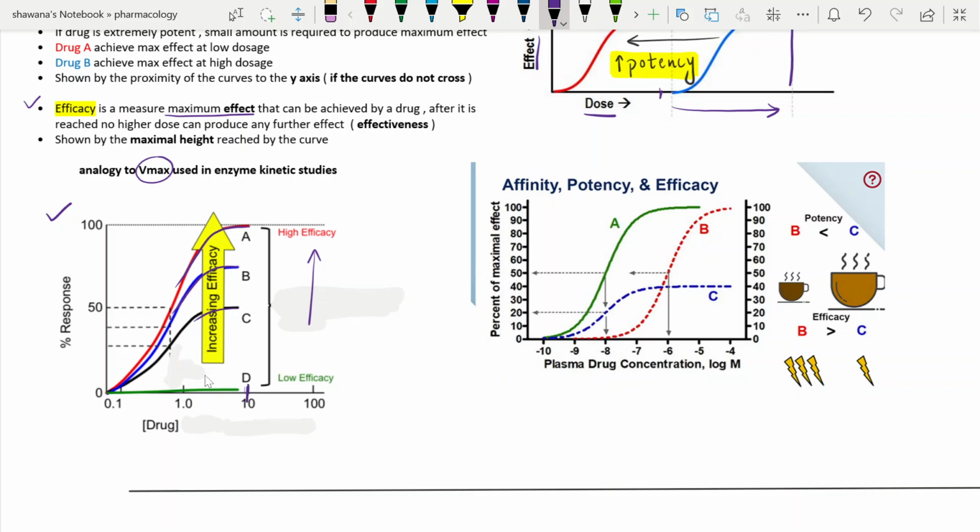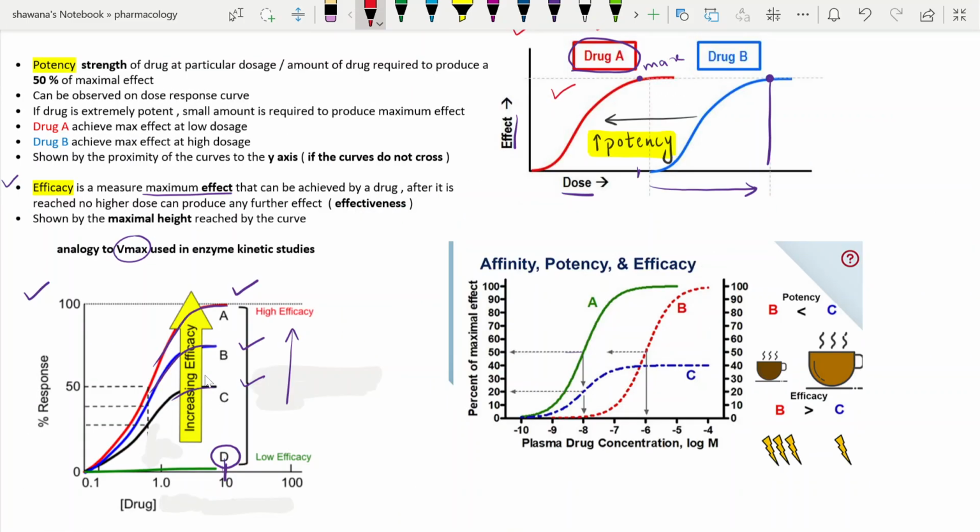Notice that all these drugs are administered at the same dose, but the maximum effect is reached only by drug A, then it is achieved by drug B, then C, and D has very low efficacy, and the highest efficacy is by drug A.